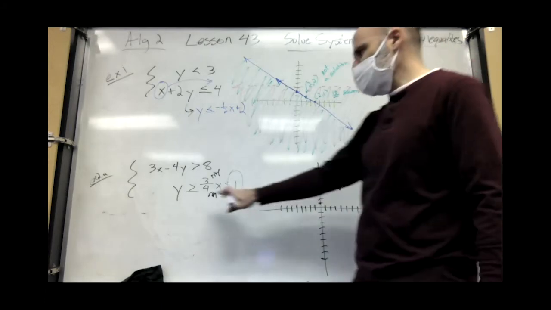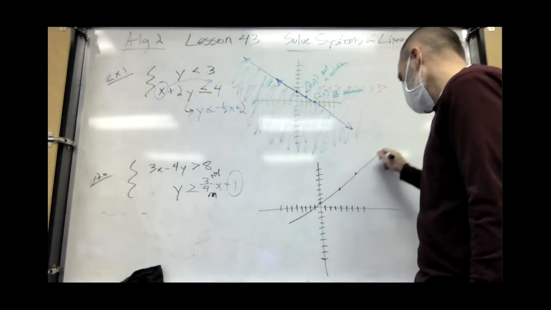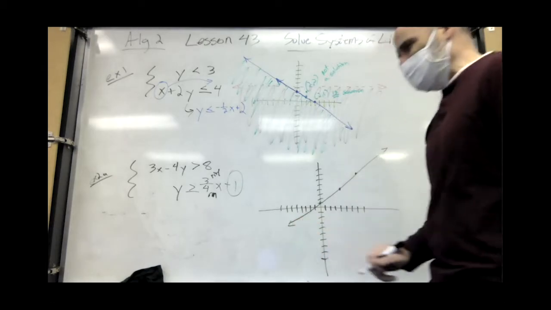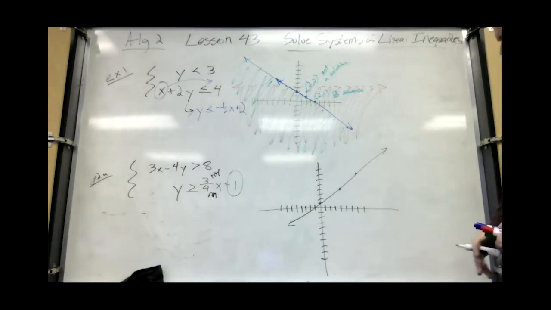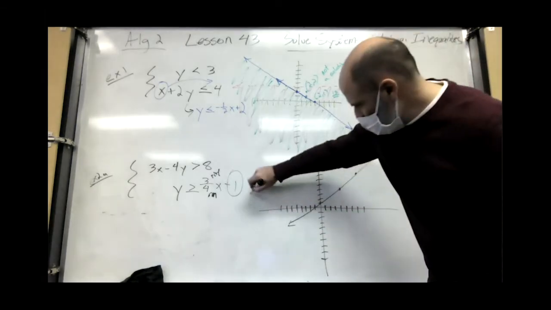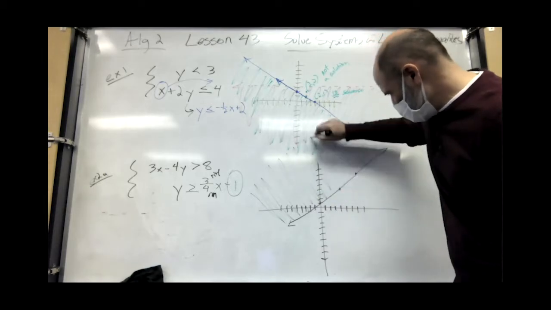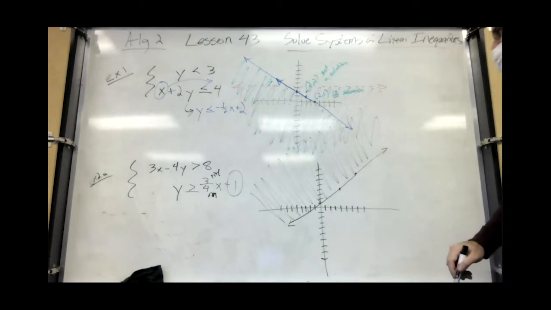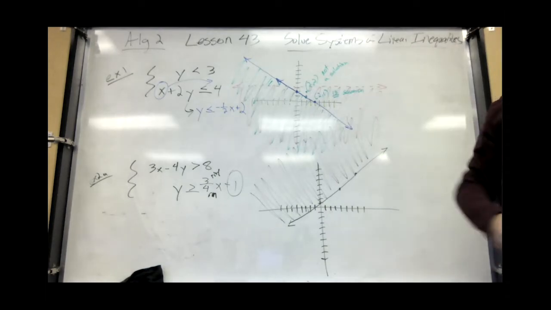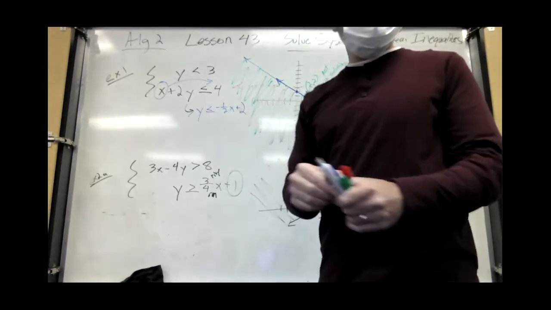Okay, so it looks like it's greater than or equal to, so I get to do a solid line. And it's greater than or equal to, so which part do I shade? Above it, okay? So you don't really have to shade it yet, but if it helps, you can. So it's everything above that, up into infinity, okay? Now this one, we need to work that a little bit.